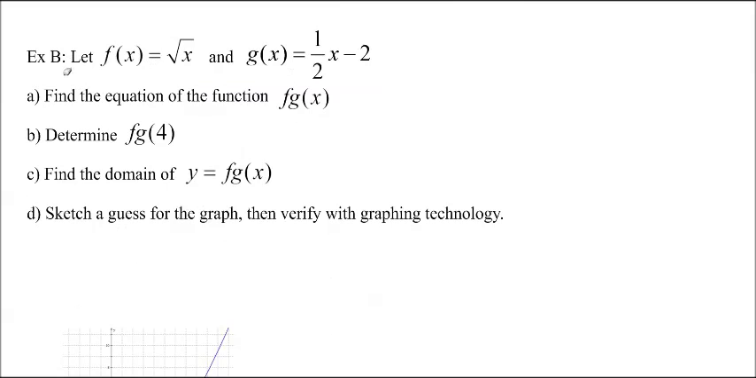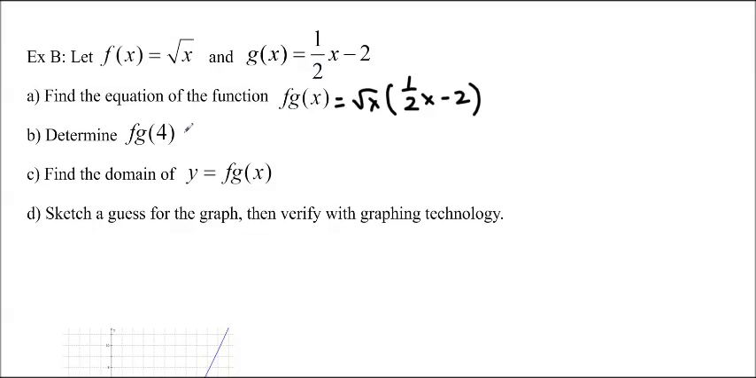Okay, so if we want to do it algebraically, let's try this question. Let f of x equal root x and g of x equal 1/2 x minus 2. So all we have to do is put those values in. So fg of x is root x times 1/2 x minus 2. And if we could, we would simplify that, but that's pretty simplified because we have a square root there.